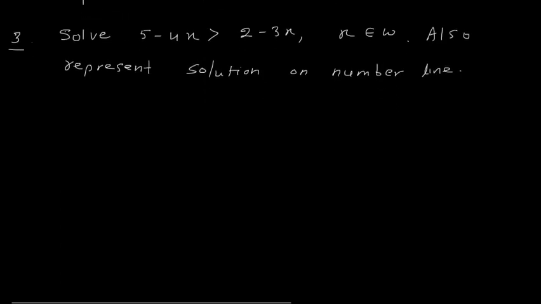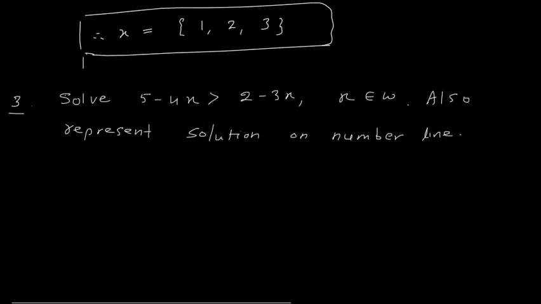Now third question is solve. There is again an equation we have to solve and we have to represent on number line. Now here they have not given any set. What they have given, they have said that x belongs to whole number. Now we all know what is a whole number. It is a set of numbers which starts with 0. So it is 0, 1, 2, 3, 4, like that.